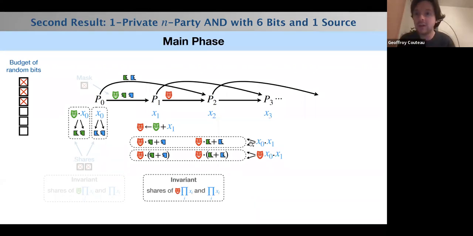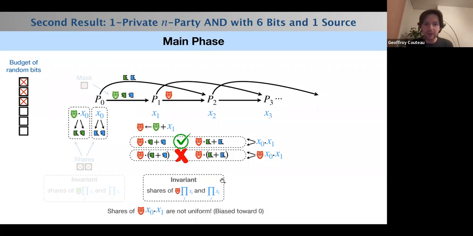And trust me on that, if you write the calculation, you can see that those 2 things here form additive shares of X0, X1 and X0, X1 times a new mask. So we successfully managed to maintain this invariant because now the parties P1 and P2 have shares of the product of the xi's and the product of the xi's times a mask, where we only added the new xi, like the x1, to this invariant.